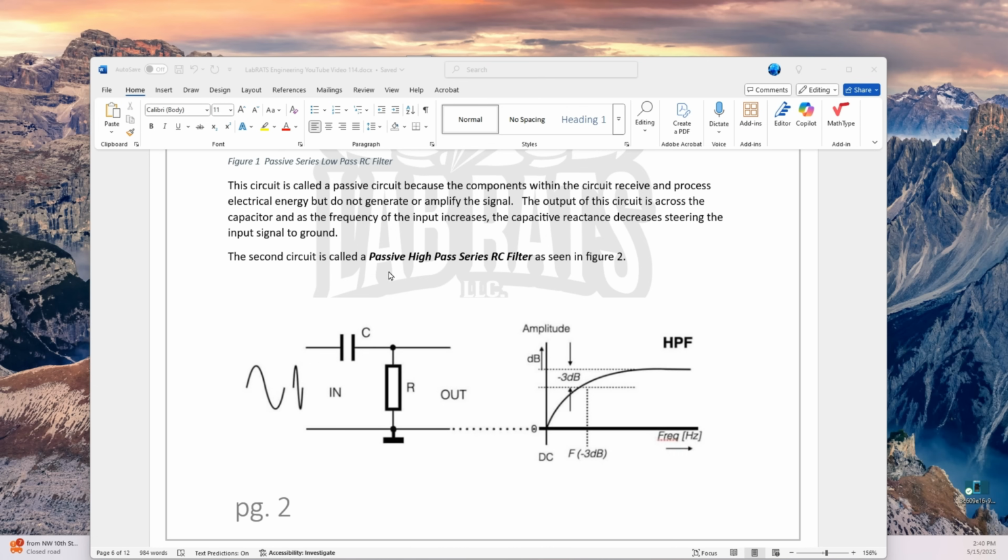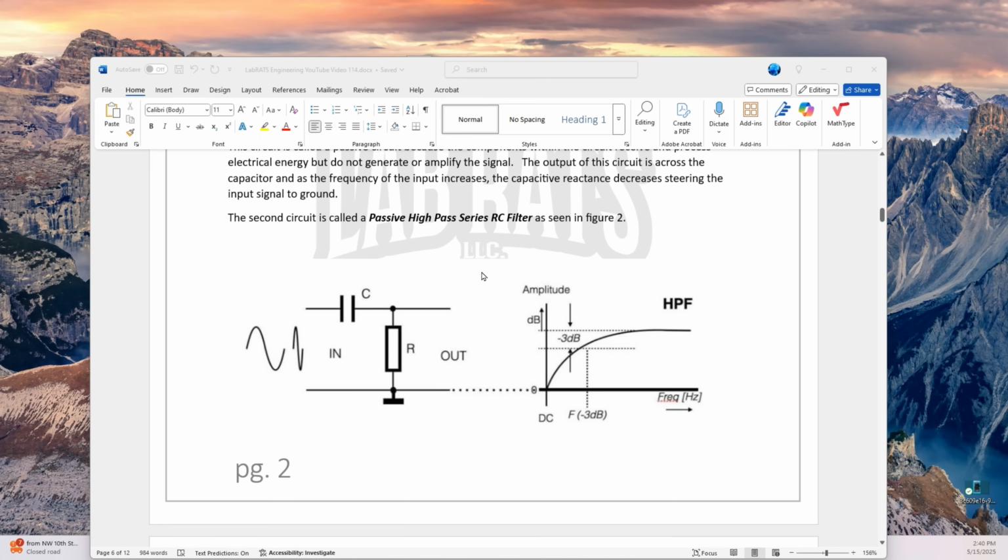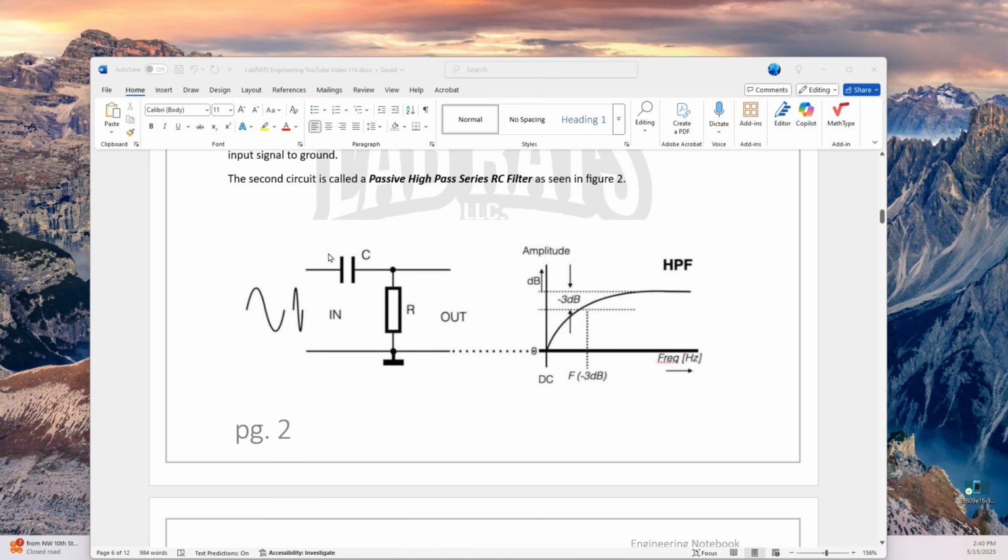The second circuit is called a passive high-pass series RC filter, as seen in figure 2. Here, the capacitor and the resistance are changed, and the analog input hits the capacitor first, and the load or the voltage is dropped across the resistor. Now, as the frequency of the input increases, the reactance of your capacitor decreases, forming a short, and thus dropping all the input signal's energy across the resistor, forming this type of Bode plot. And the 3 dB point is right where we said in equation 1, Fc equals 1 over 2 pi RC.